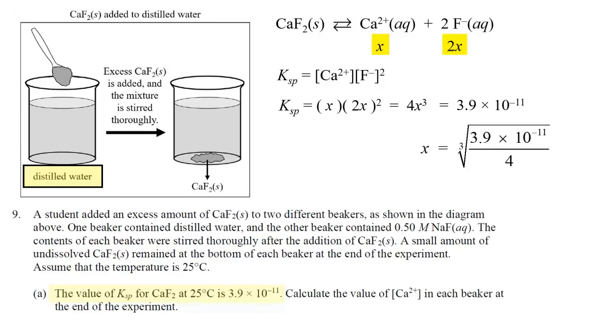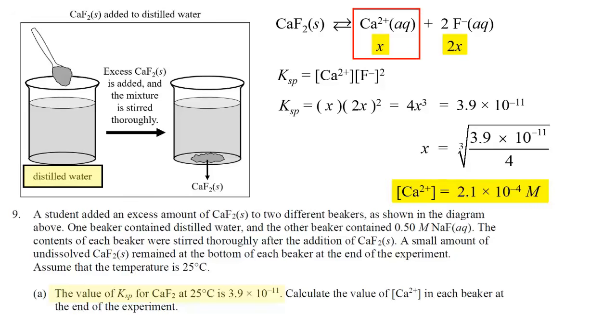So when I do that math, I get that X is equal to 2.1 times 10 to the negative 4. And so that is not only the value of X, it is the concentration of the calcium ion in this saturated solution of calcium fluoride. So we have now answered the first part of part A.